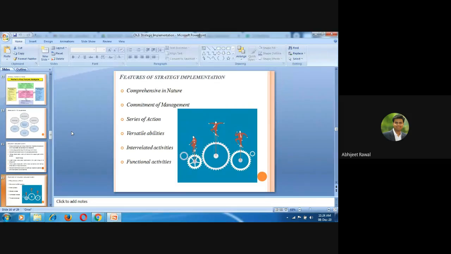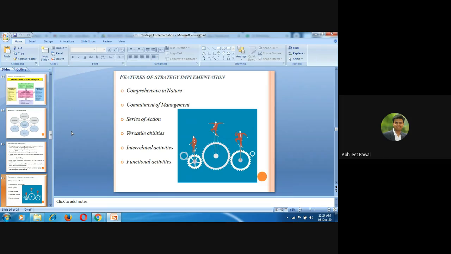Third, you have a series of actions. Yes, it is a series of actions. Strategy implementation is not basically one framework. It cannot be done in one frame. It is a series of actions from the time of formulation to the implementation of a strategy in the market, in the organization. The managers are expected to take the right decisions whenever the series of actions are done.